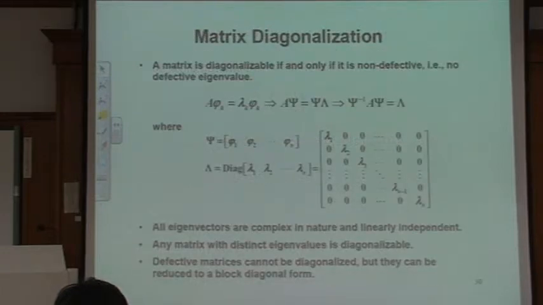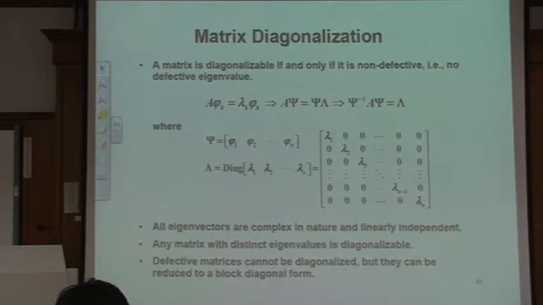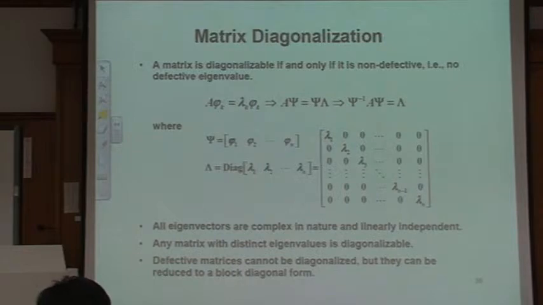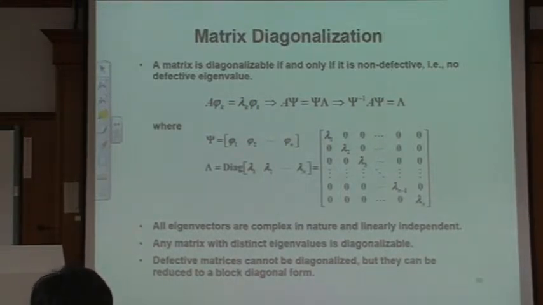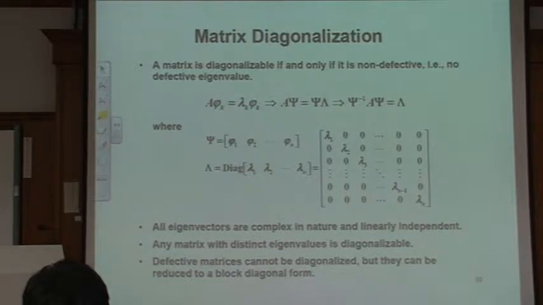Okay, and here it shows how to diagonalize a matrix. We call a matrix diagonalizable if and only if it is not defective. That means there's no defective eigenvalue. For example, if all the eigenvalues are distinct, all different, with no repeated eigenvalue, we can prove that this kind of matrix is diagonalizable.